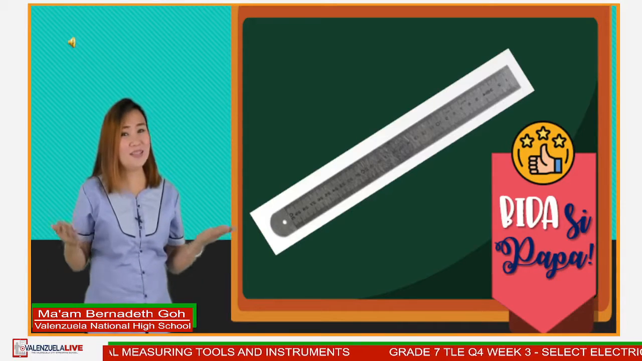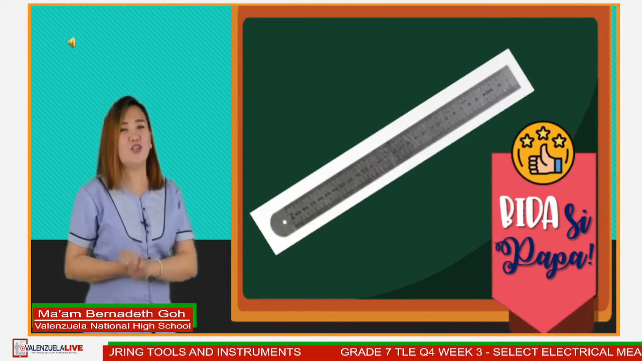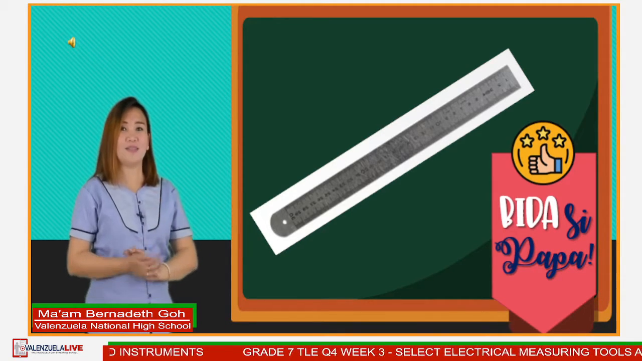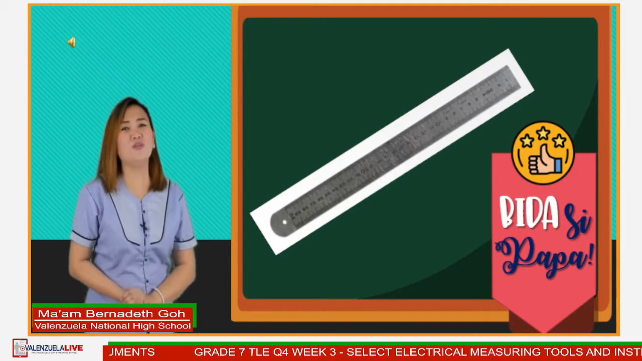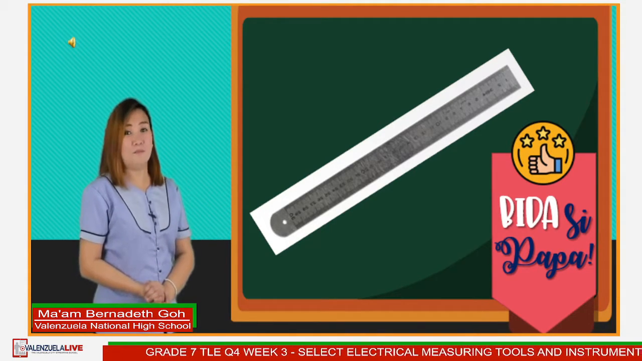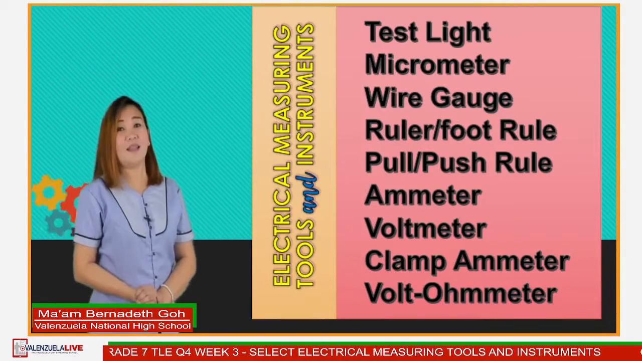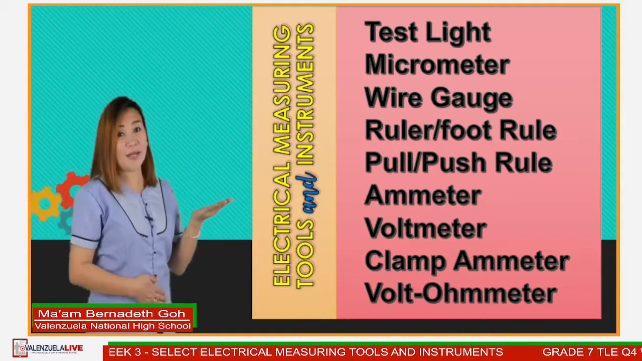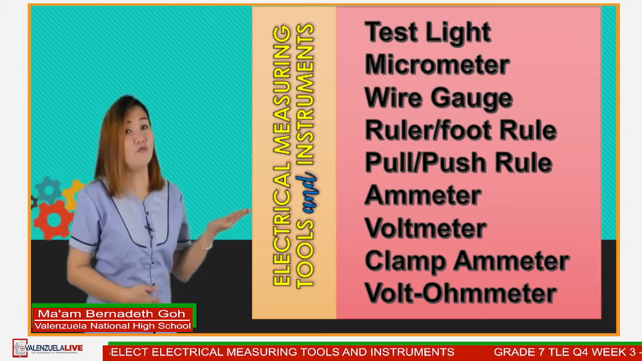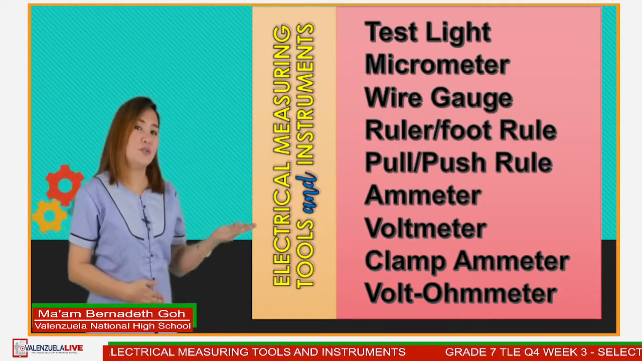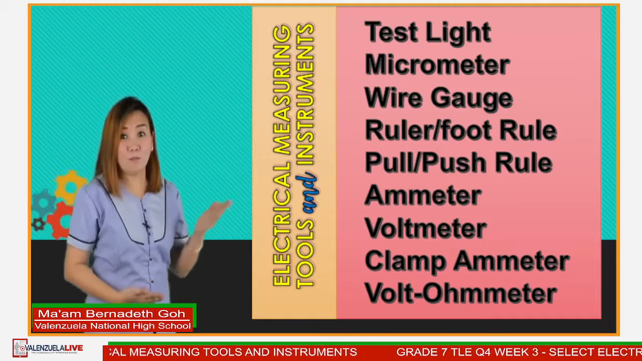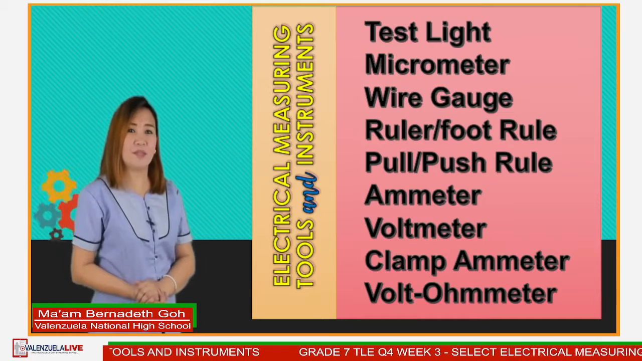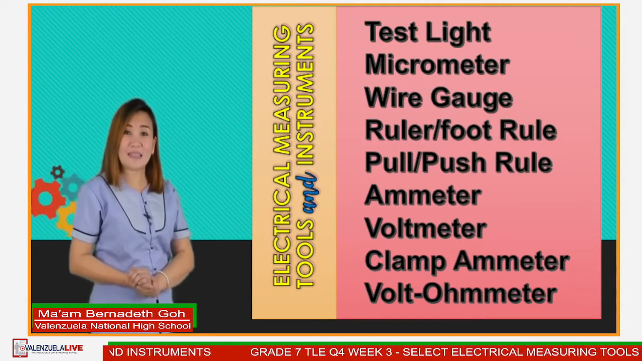Wow, you are all doing great. It simply says you know a lot about your father, even what is in his toolbox. So those tools are electrical measuring tools and instruments. These are test light, micrometer, wire gauge, ruler or foot rule, pull push rule, ammeter, voltmeter, clamp ammeter, and voltometer. Let's enjoy this day with these tools.